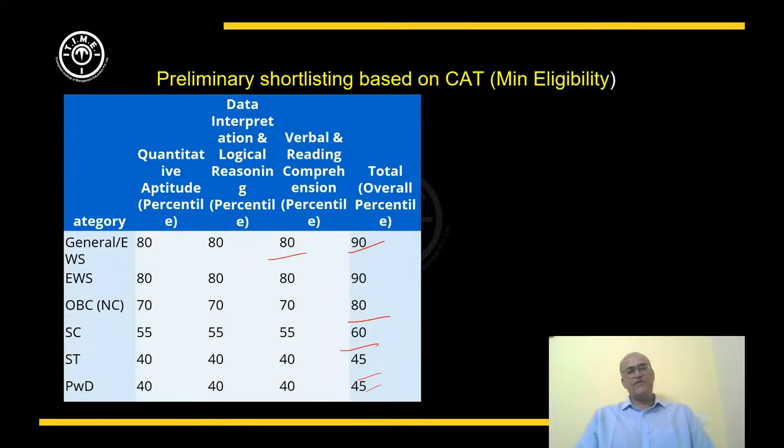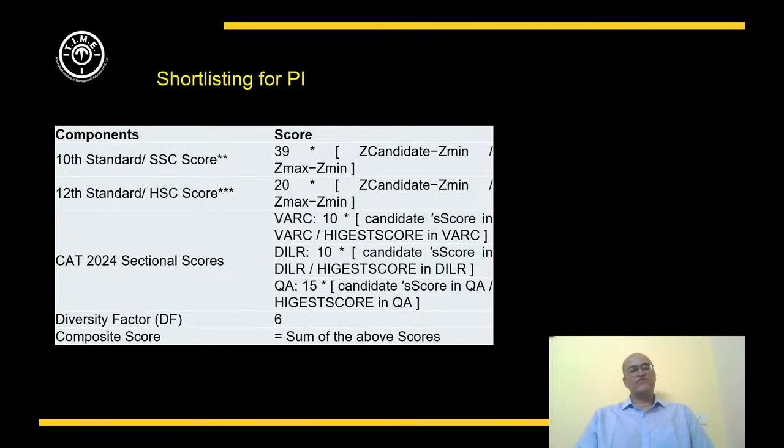So what happens in that process? In this process, your 10th class performance will have a humongous weightage of 39%. I'm sure you would agree with me, 39 is a big amount of weightage. Then 12th class performance will have a humongous weightage of 20. So 39 and 20, 59 is the weightage for your 10th and 12th performance.